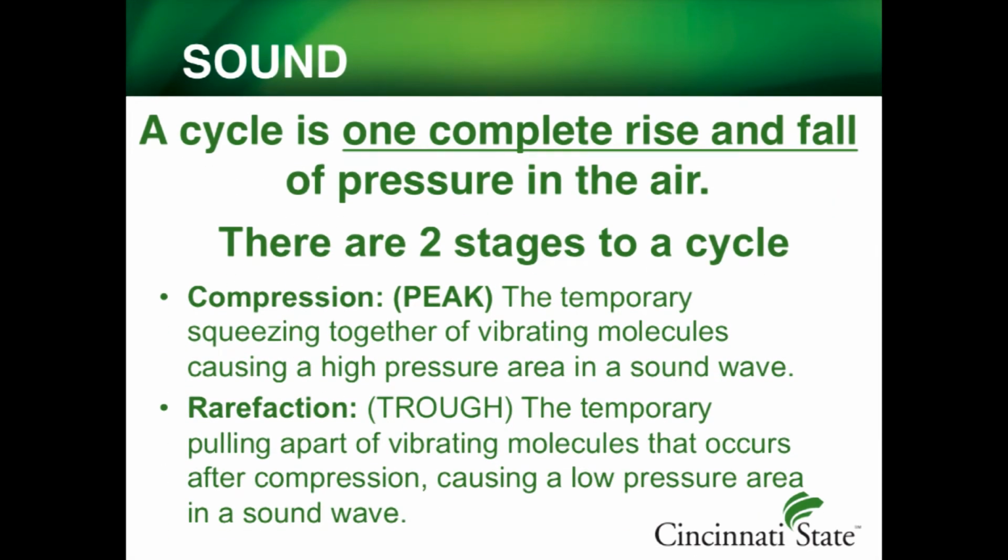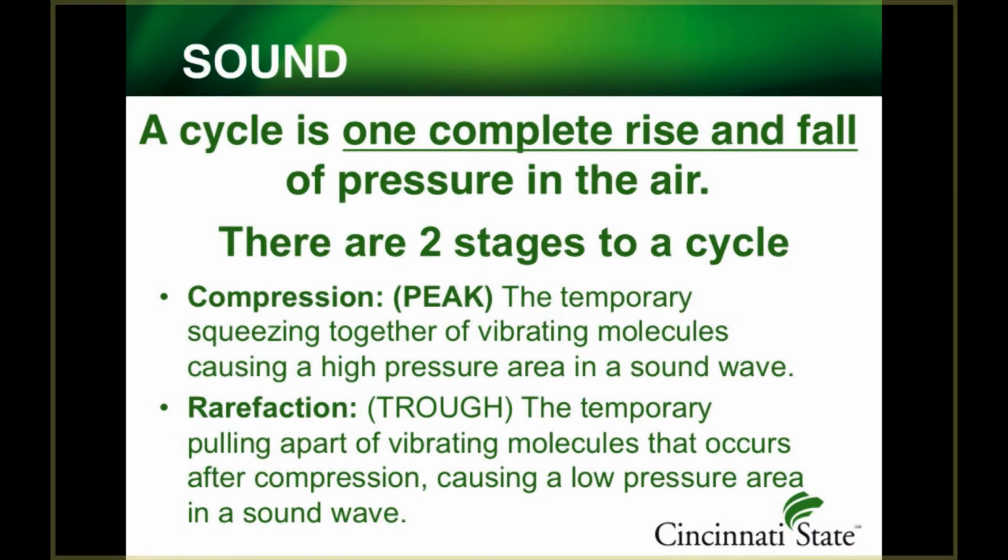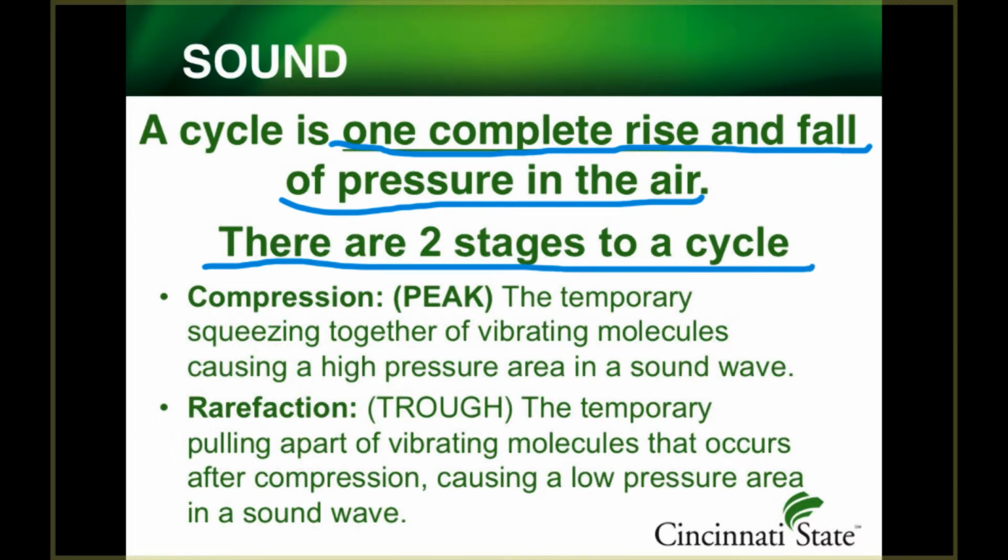A cycle, as we said earlier, this is more or less a repeat of what we said. A cycle is one complete rise and fall of pressure in the air. And then again, this is a repeat from what we talked about before. There are two stages to a cycle. That's our compression, which is the same as the peak on our diagram, the temporary squeezing together of vibrating molecules causing a high pressure area in a sound wave, followed by the rarefaction. This is the trough, the temporary pulling apart of vibrating molecules that occurs after compression, causing a low pressure area in the sound wave.